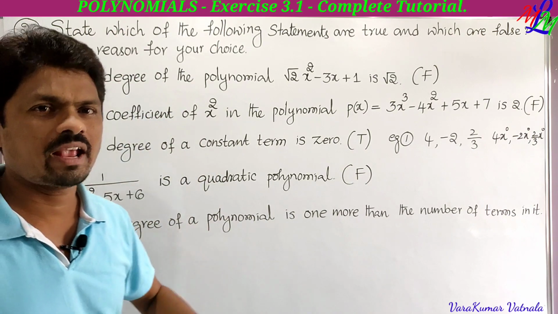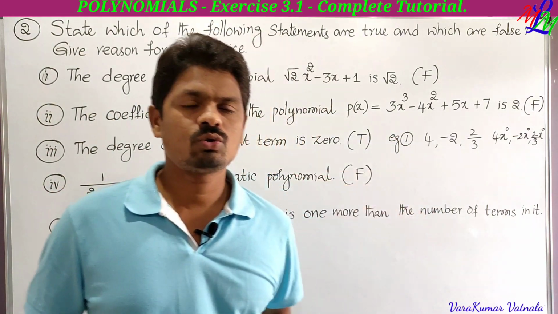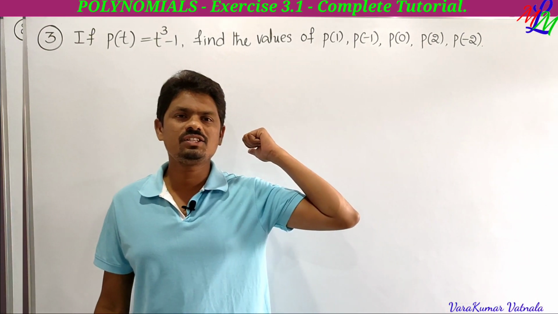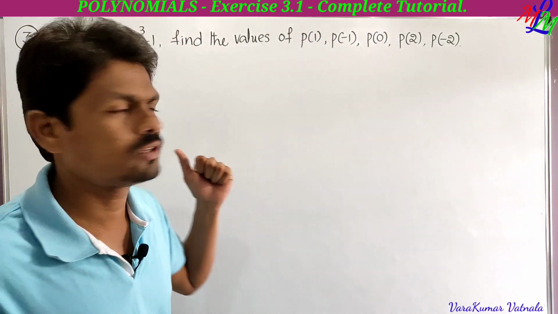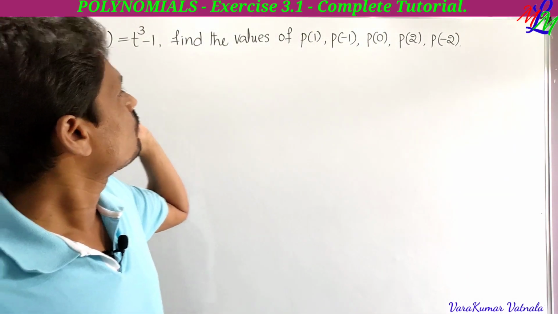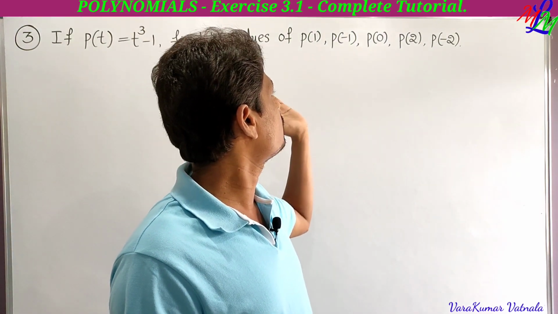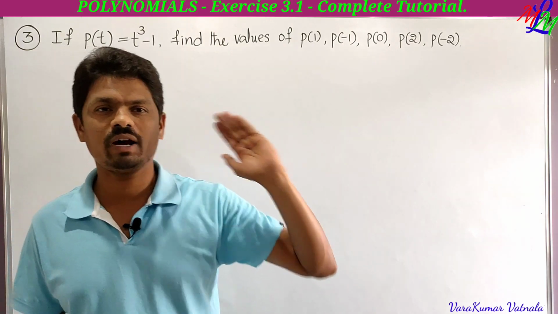So this is the second problem from the first exercise, student. So next we have to solve the third problem. This is the third problem from the first exercise. See here what he is asking to find: if p of t is equal to t cube minus 1, find the values of p of 1, p of minus 1, p of 0, p of 2, p of minus 2.